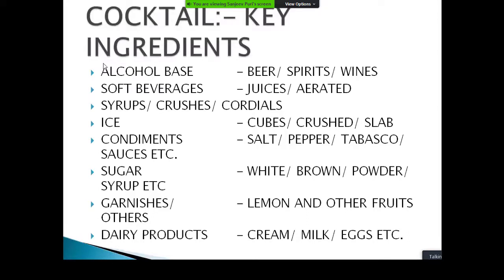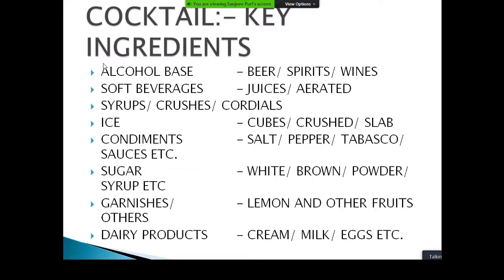Then we have different condiments. Anything that's apart from bases, your soft beverages, syrups, and ice. Why are they called condiments? Because condiments are going to be used in various given sauces. You have pepper, you have Tabasco sauce, you have Worcestershire sauce, and so forth. Then you have sugar and the syrups that are made accordingly. You have white and brown sugar, and you can use powder sugar also. Then there are certain syrups that are made, home syrup being one of them, the sugar syrup.